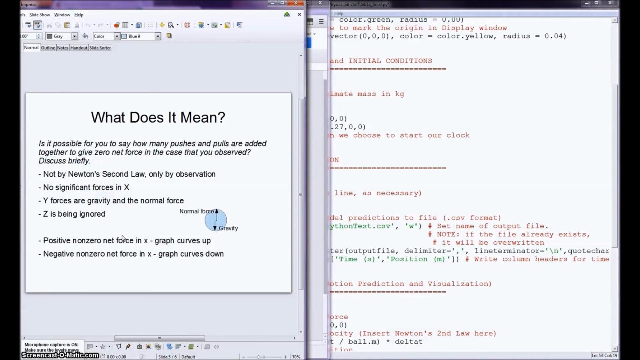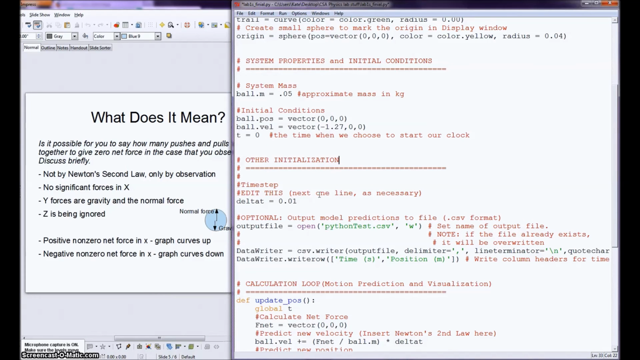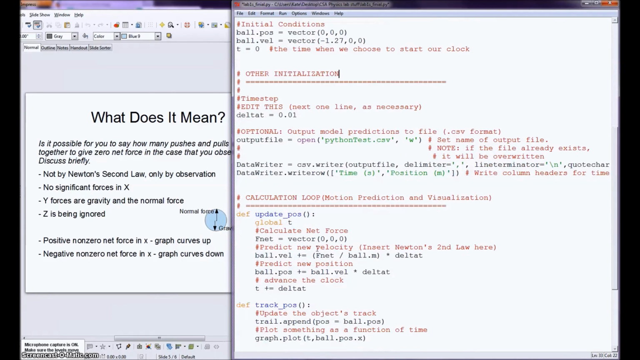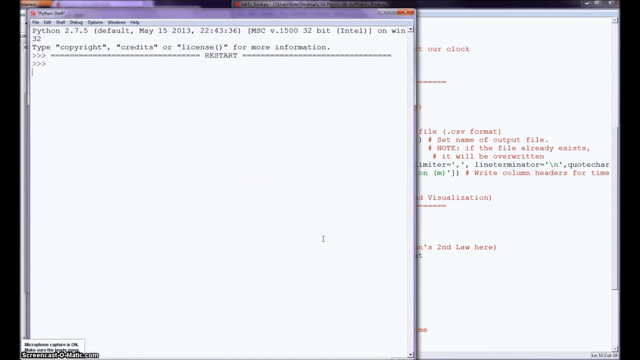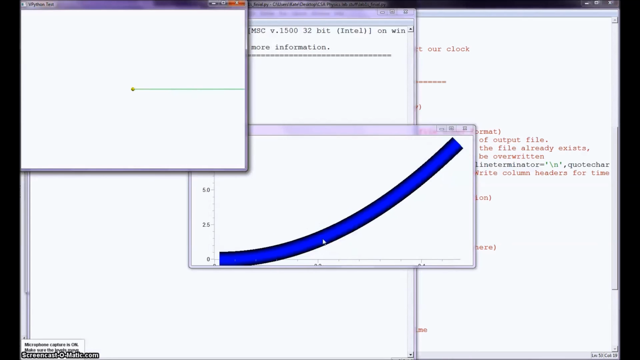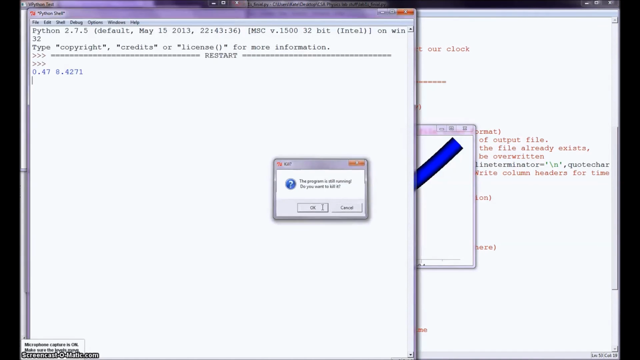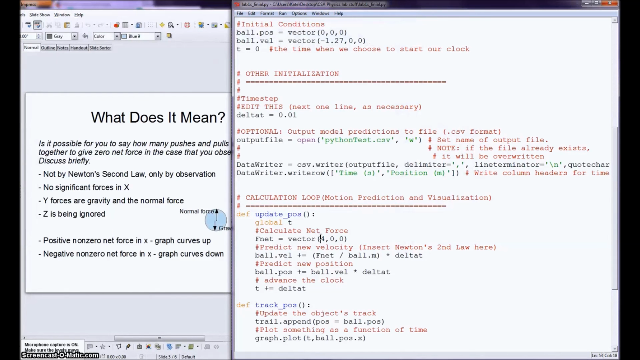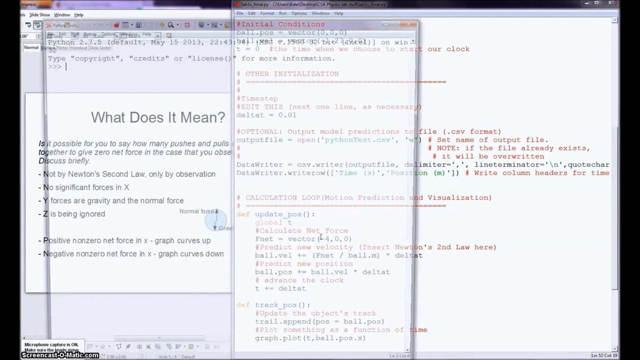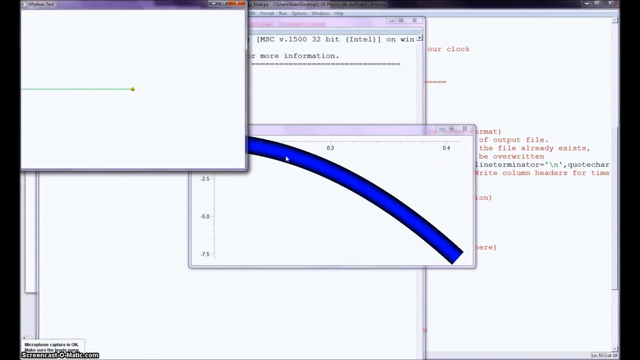If the net force acting on the ball in the x dimension was positive and non-zero, the graph would curve up. So I'll show that by changing the net force and running the model. And you see the graph curve up. And similarly, if the force was negative, the graph would curve downwards.